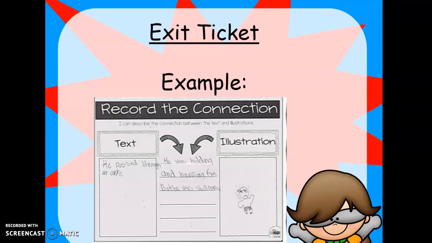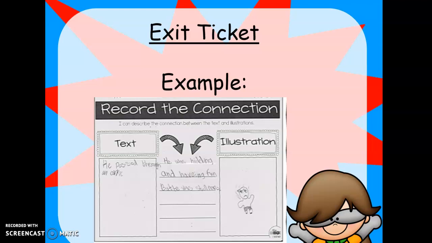So now, guys, let's talk about our exit ticket. I would like for you to record the connection. Think about jaguars that you've seen maybe at the zoo or on TV or pictures in a book or a magazine to kind of visualize and help you with your illustration.